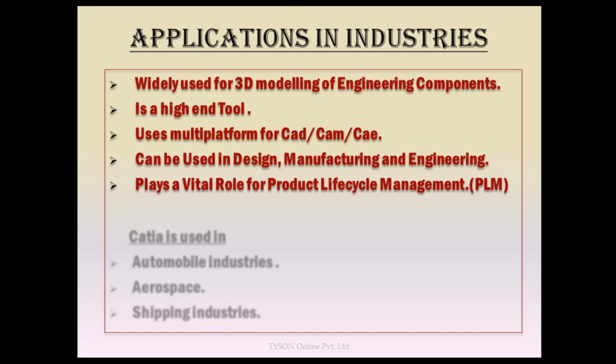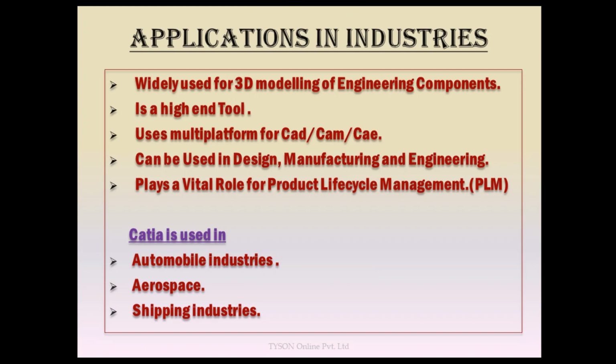So after manufacturing of the product comes the next stage, launching of the product in the market. This cycle of stages which the product undergoes is called product life cycle management, and its short form is PLM. So basically CATIA is used in automobile industries, aerospace industries, shipping industries, aviation, sheet metal industries.